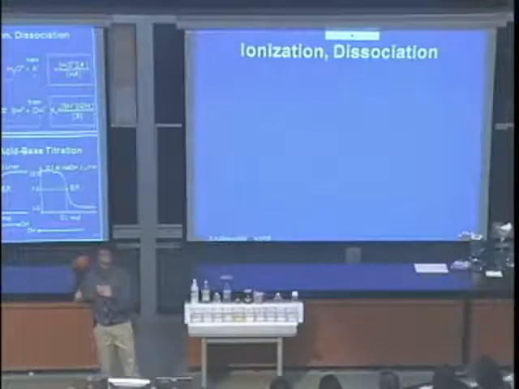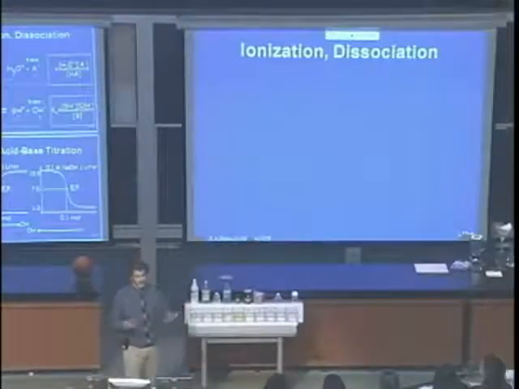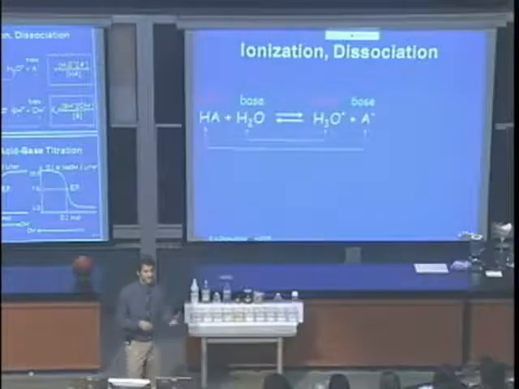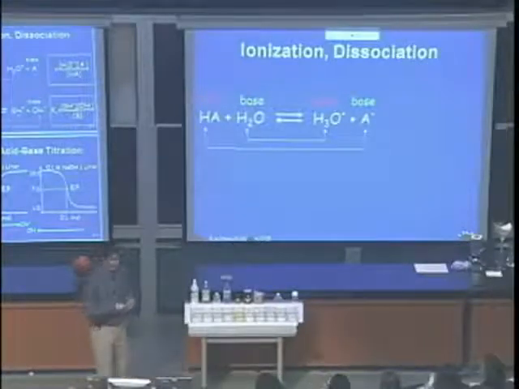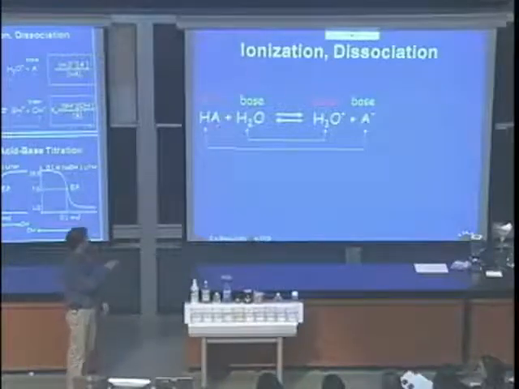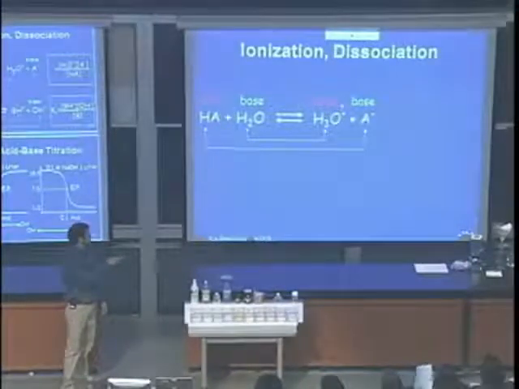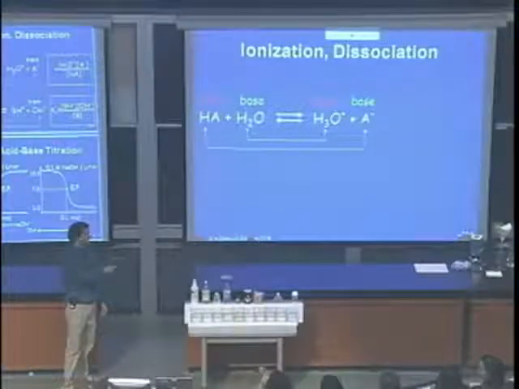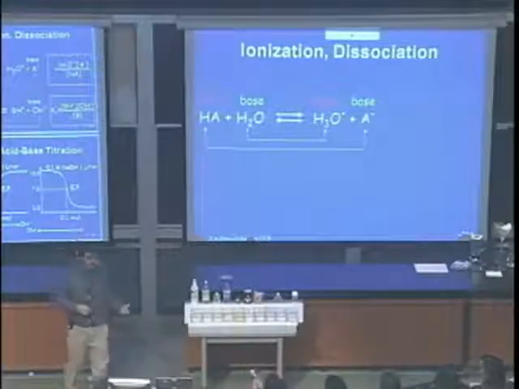So we saw that water works both as an acid and as a base, so we can talk about the dissociation of an acid in water as an equilibrium thusly. We can have some acid here, HA, which will react with water to produce H3O+ and the base A minus, the conjugate base.